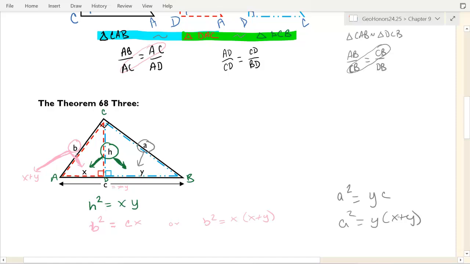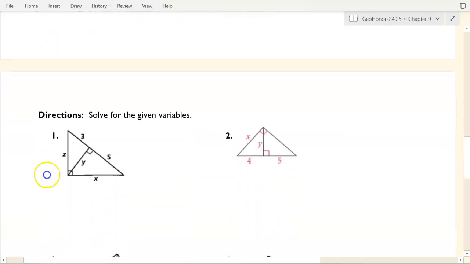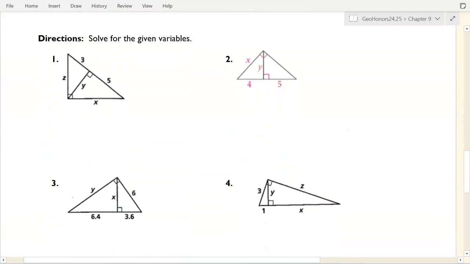Now let's take that theory and actually apply it to a couple of practice problems before you try your own.